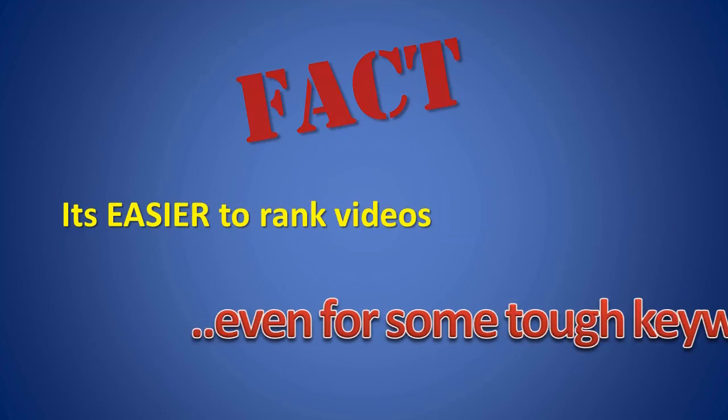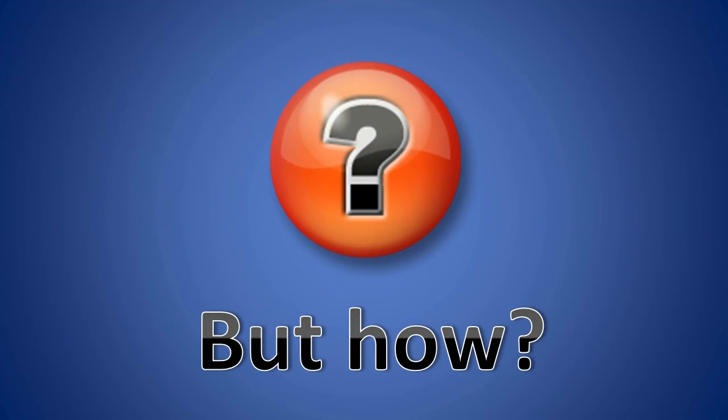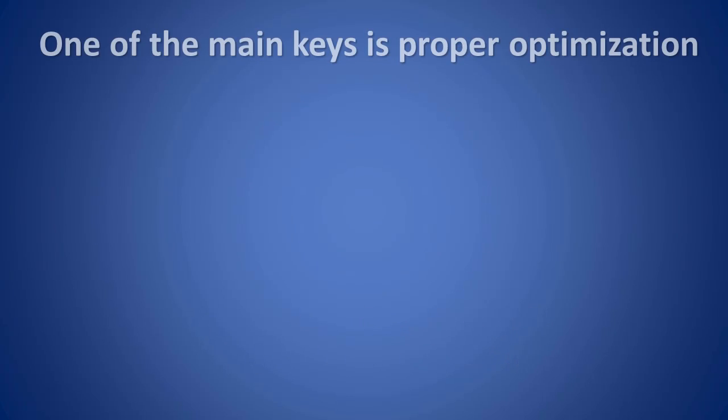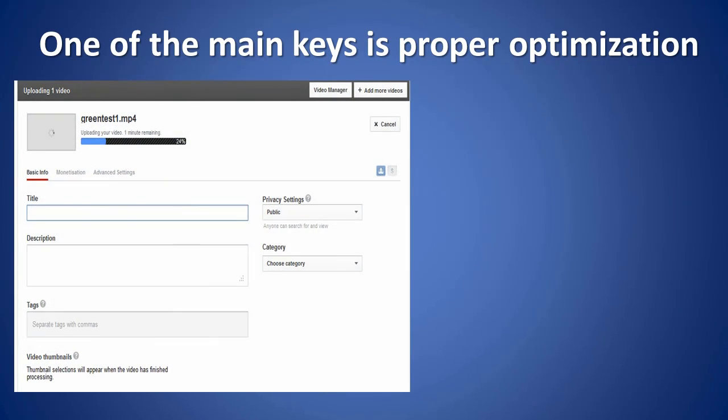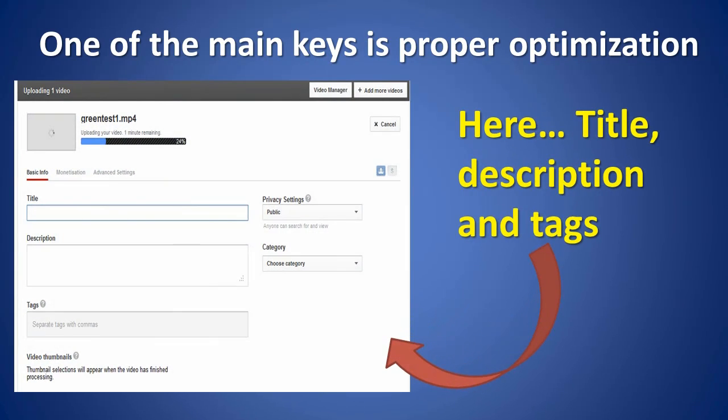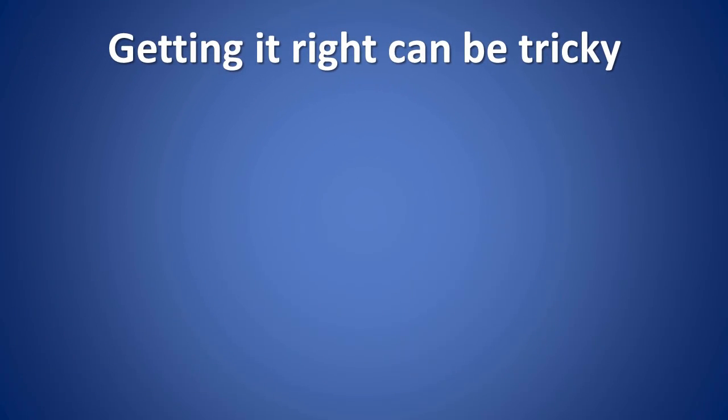But how do we go about doing it? Well, the first step and the main thing to do is to optimize your video properly. And what I'm talking about here is the title, the tags and the description when you upload your video. Now, this can be tricky, especially if you're not really sure how to do it.